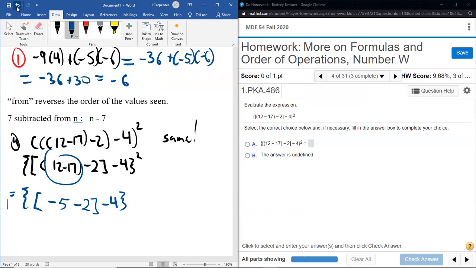Now, we're still under the P step, parentheses, which counts as this bracket, negative 5 minus 2. So we go equals, curly bracket, negative 5 minus 2. Those are the same sign, so we add and keep the sign. 5 plus 2 is 7, keep the sign, so negative 7. And that was the bracket, then there's the minus 4, and then we close the curly bracket.